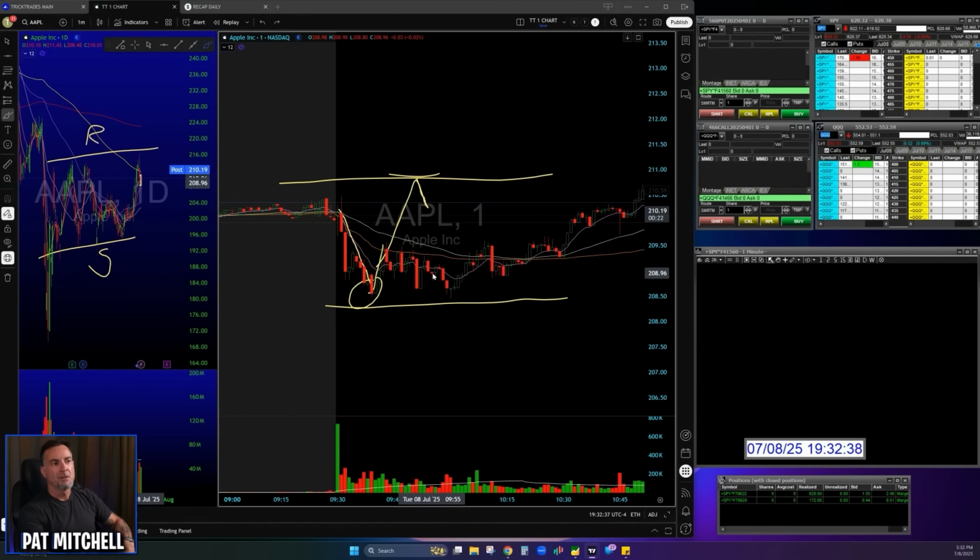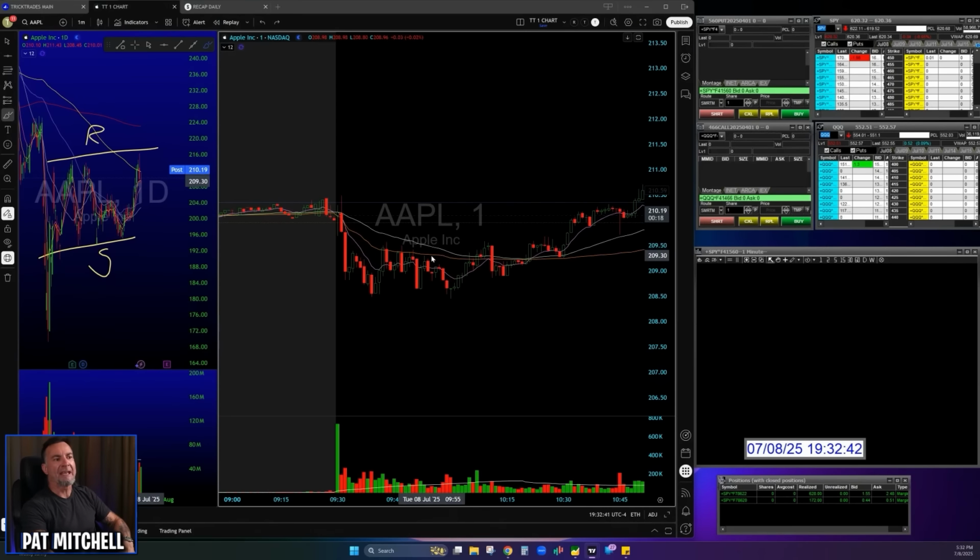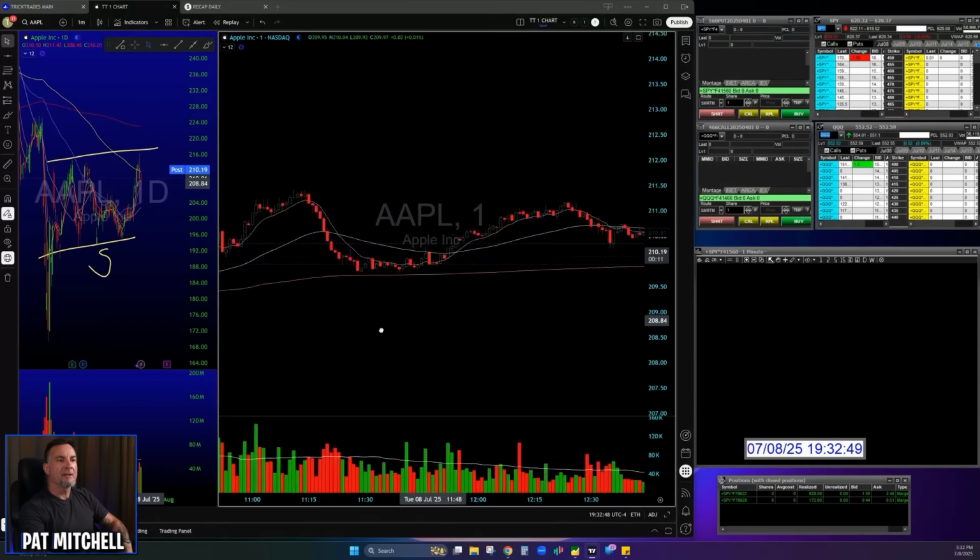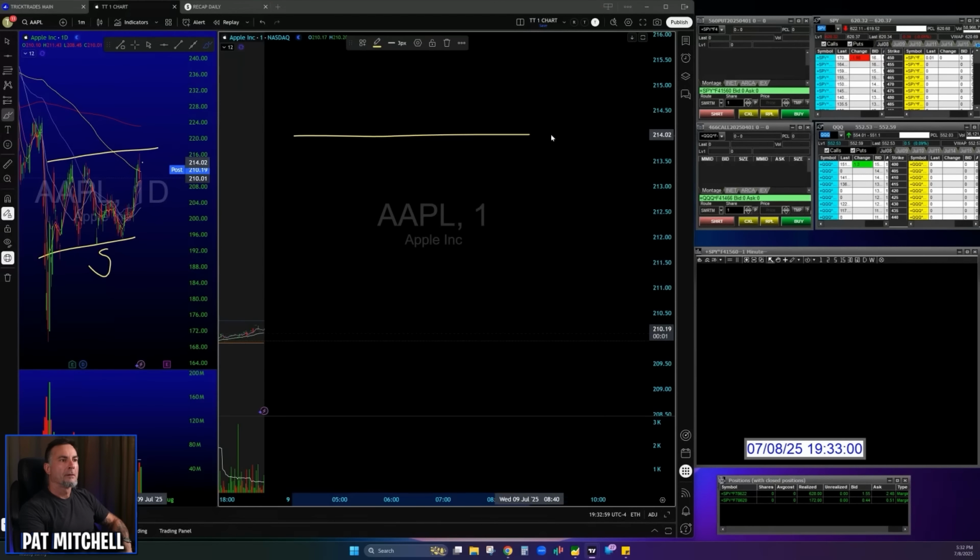Okay? So that is talking more about a long position. Let's talk about a short position. I'm going to pull this over to a blank chart. We have two levels. We have our support level, and then we have our resistance level.